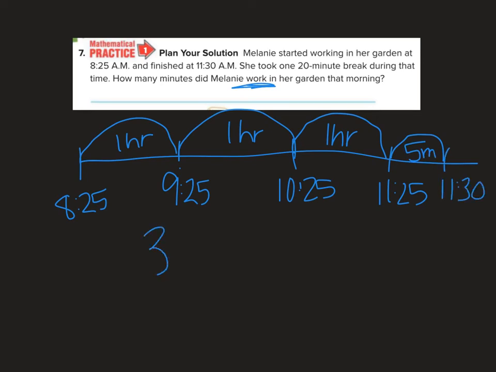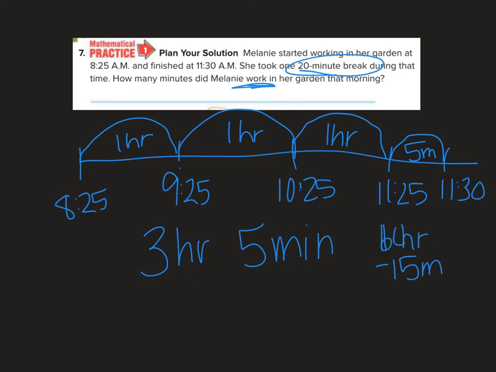So she worked for 3 hours, 5 minutes, except we need to take away 20 minutes because she took a break. Well, I can only take away 5 minutes when I have it set up like this. So if I have 1 hour and I take away 15 minutes, 1 hour's worth 60 minutes, so 60 minus 15 is 45 minutes. Okay, so she worked for 2 hours, 45 minutes on her garden.